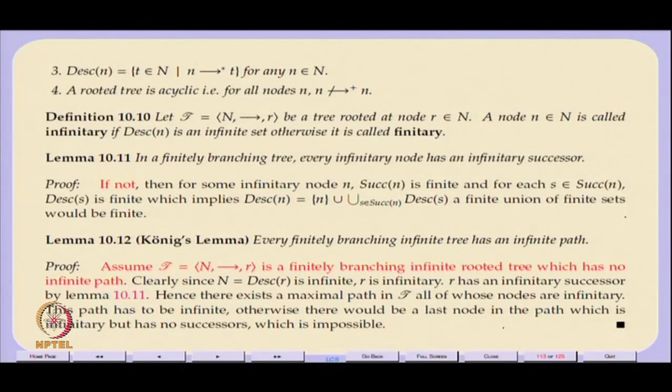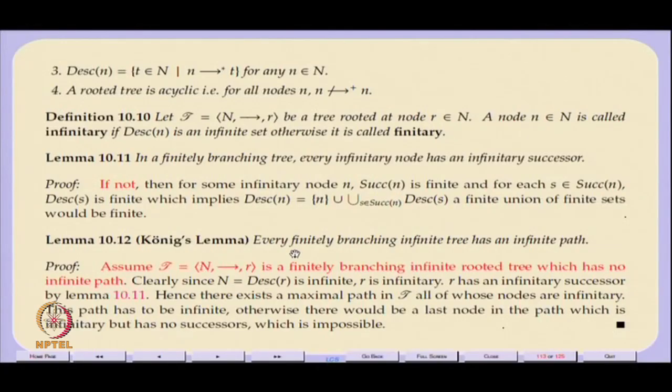If there is an infinitary node which does not have an infinitary successor, then all the successors are finitary. If all the successors are finitary, then each of those successors has only a finite number of descendants, and therefore I can add up all those sets, and I get that the original node must be finitary, which contradicts the assumption that the original node was infinitary, right. So, among the successors of this infinitary node n, there is at least one node which is also infinitary. Yes. Is it clear?